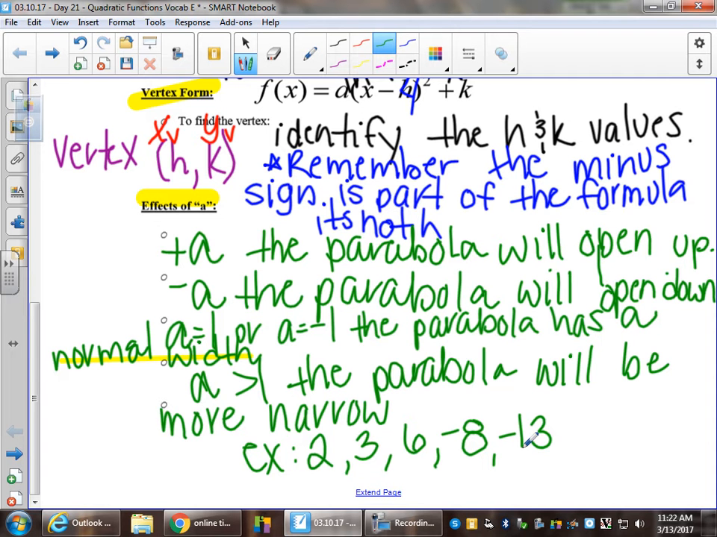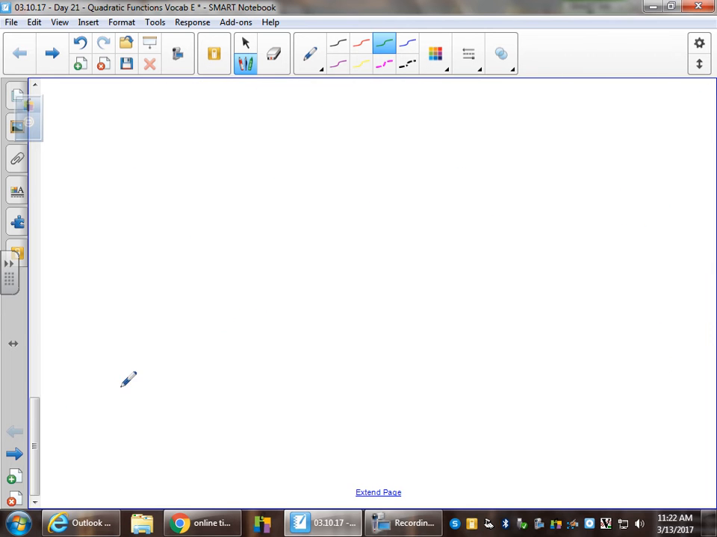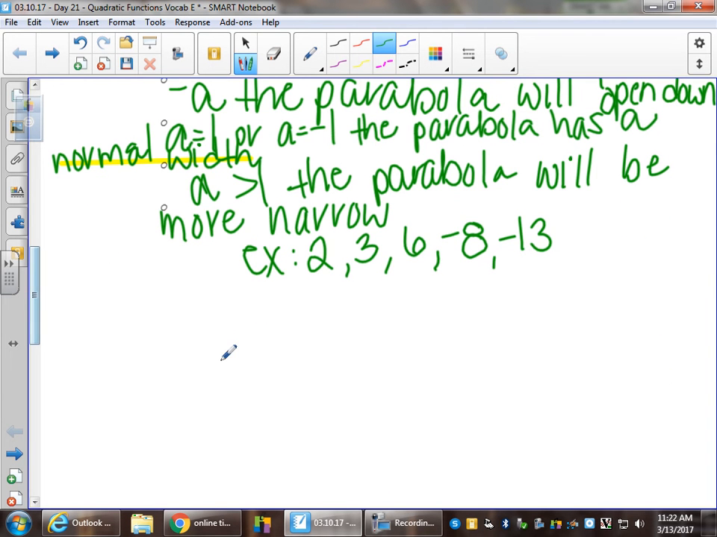Does that make sense? You only look at those negative numbers as a positive number. So if they give you negative 8, just think of it as 8. 8 is greater than 1.